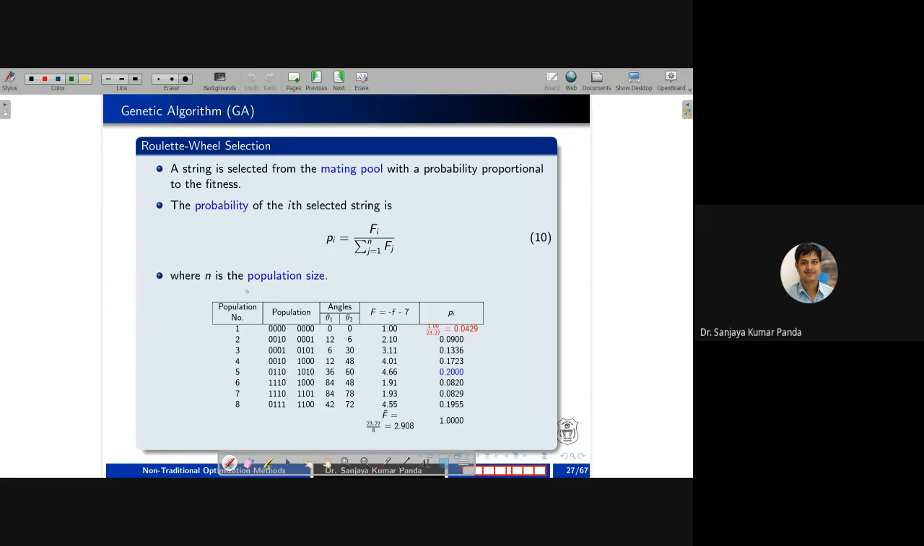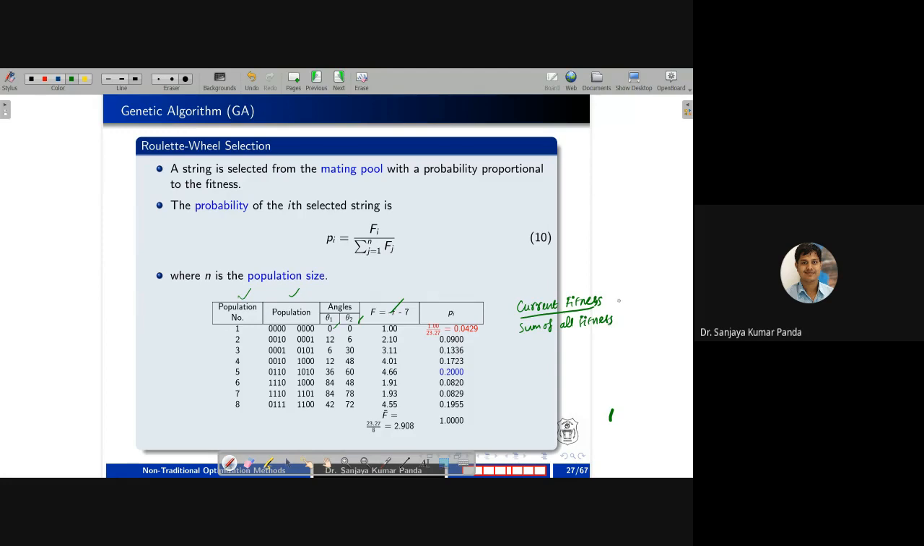See here, we know there are 8 populations. This is the binary coding of the 8 different populations, and then the angle of these 8 populations. The first angle is 0, 0, which is represented as 4 zeros. We have also calculated the fitness in the previous slide. To calculate the probability proportional to the fitness, you consider the current fitness divided by the sum of all fitness.